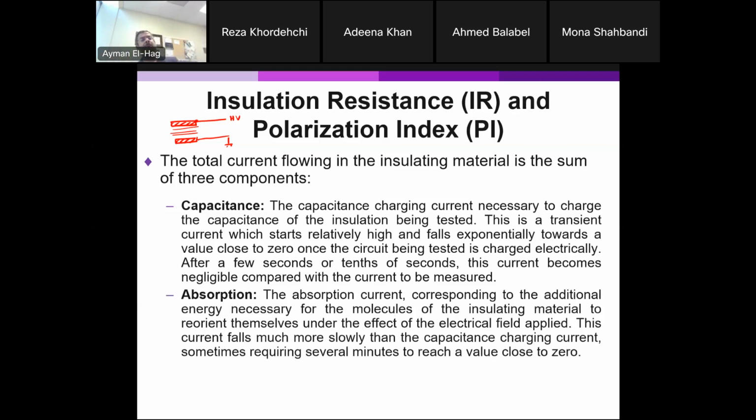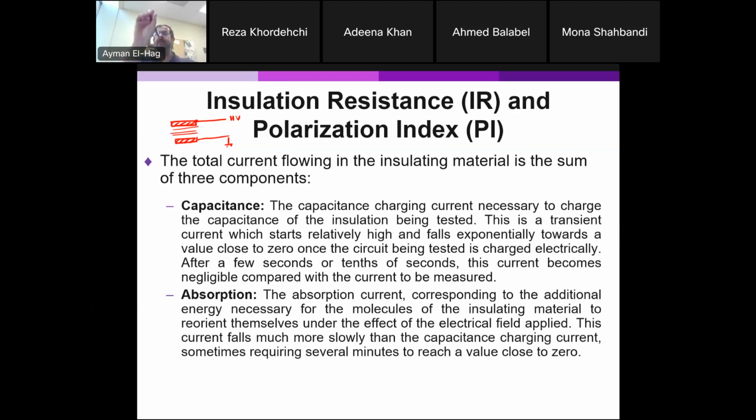Then we have the absorption current, which also has a relationship with the charging. Now, you have dipoles in the dielectric materials. Those dipoles, due to the application of the high voltage, orient themselves. The energy that's spent is actually the absorption current.